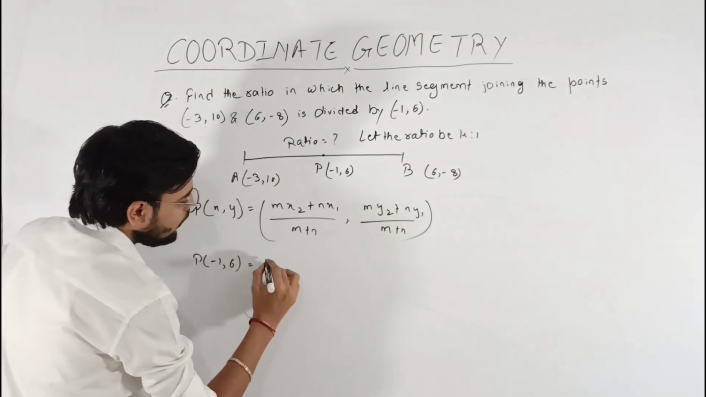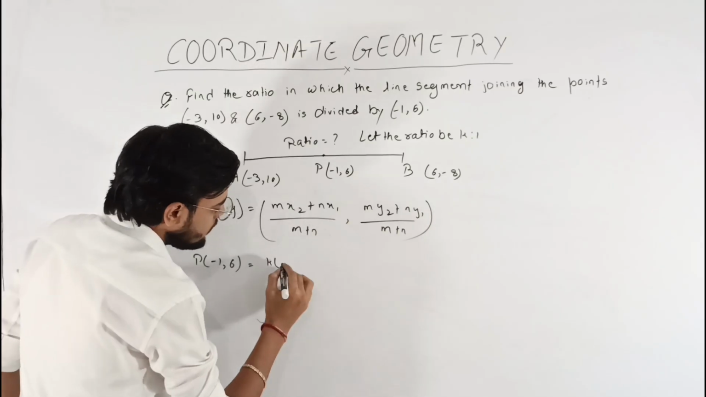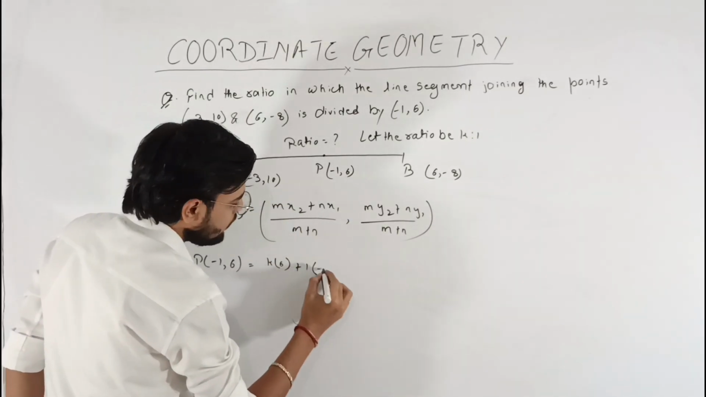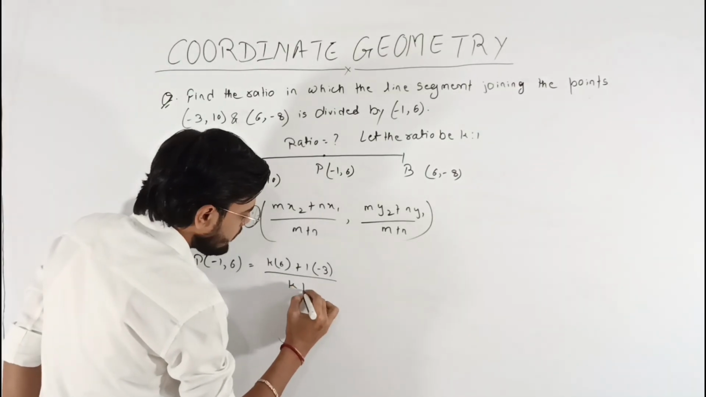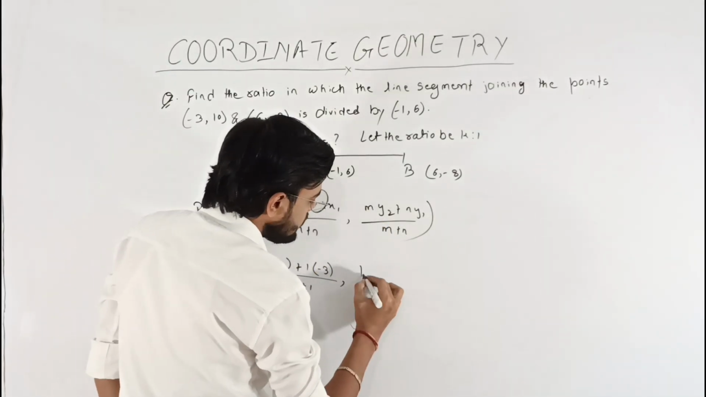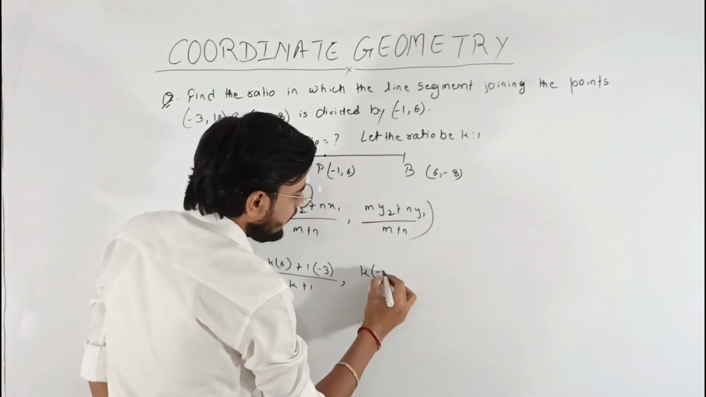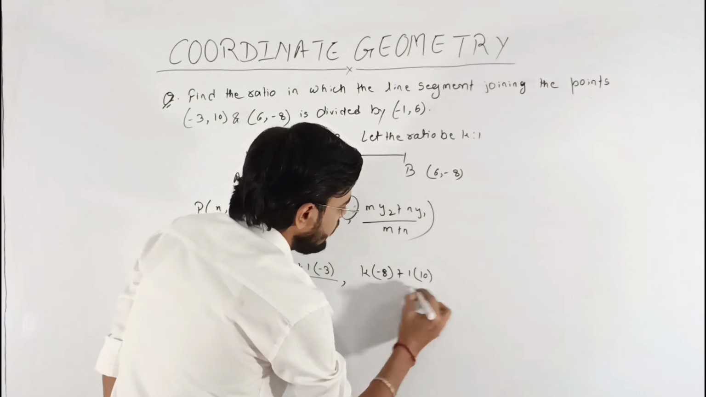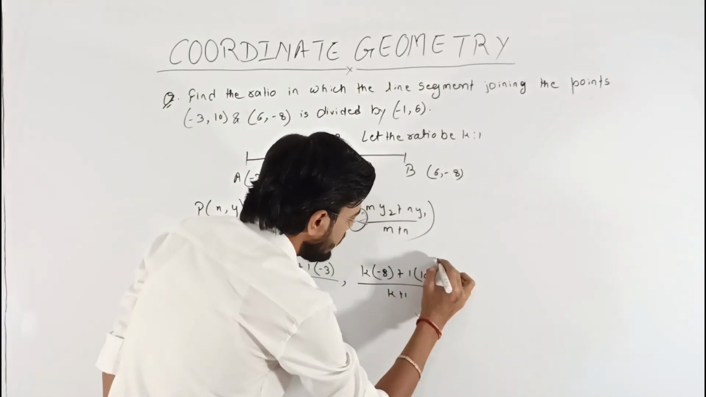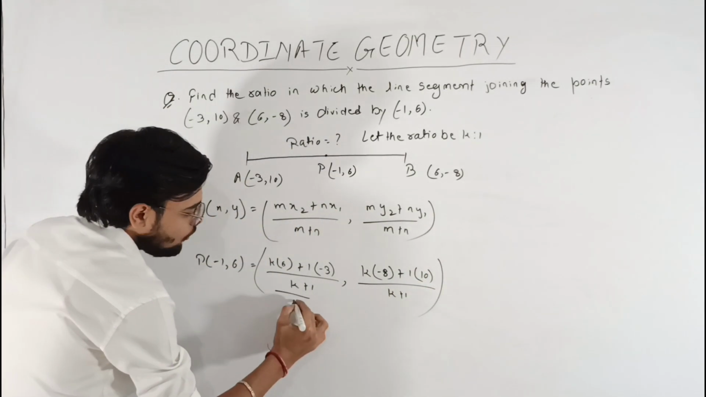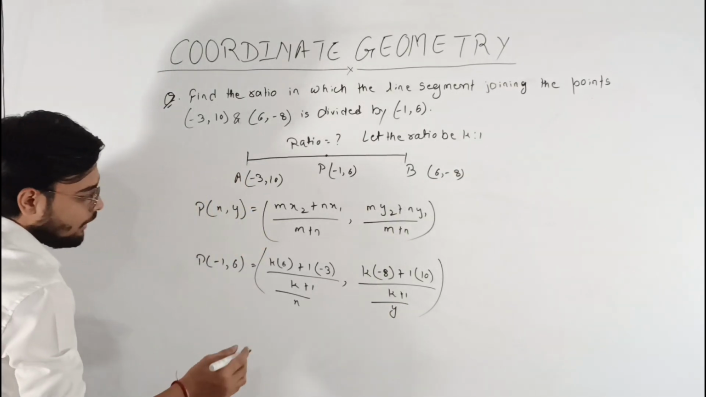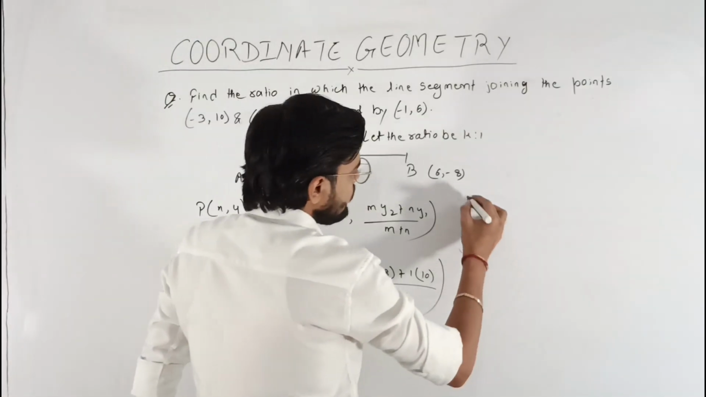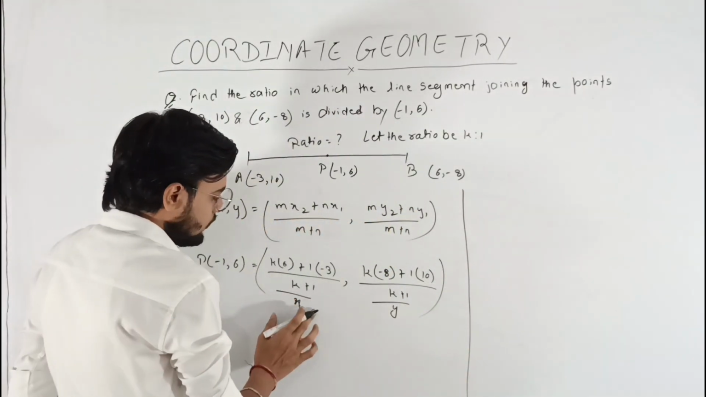Now m x2, m is k, x2 is 6, plus n is 1 and x1 is minus 3, upon m plus n, which means k plus 1. Now m y2, m is k, y2 is minus 8, and n is 1 and y1 is 10. So I write 10 upon m plus n, which means k plus 1. Now this is the x coordinate and this is the y coordinate.